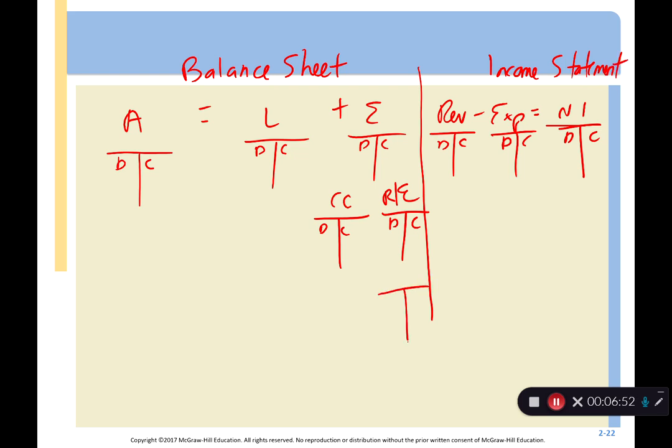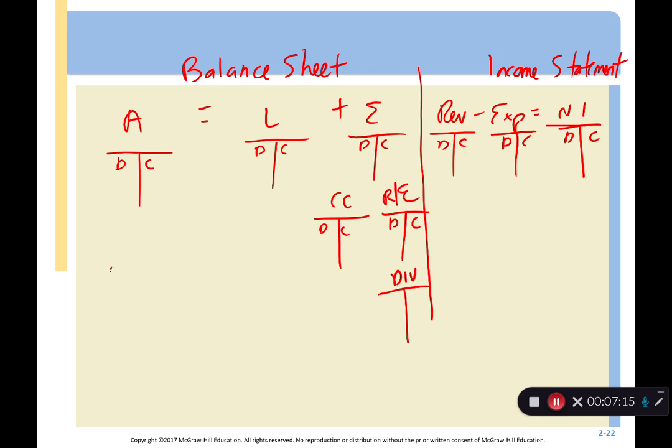Also, I want to add one more T account under equity, specifically under retained earnings, and that would be dividends. Because remember, dividends would be giving out some of your retained earnings to owners. So then, in order to finish this conversion guide, all I need to do is figure out which accounts go up with debits, down with credits, and which accounts do the opposite.